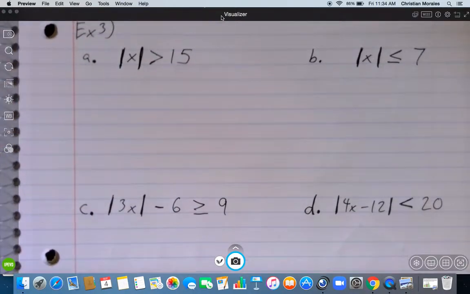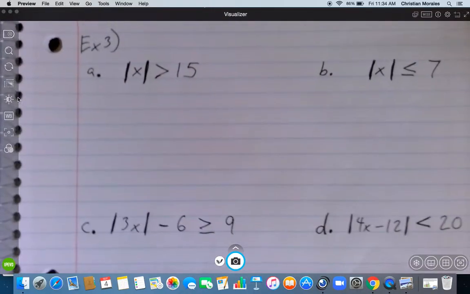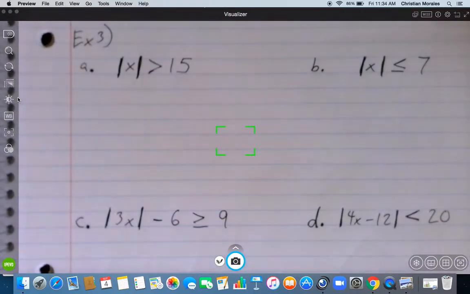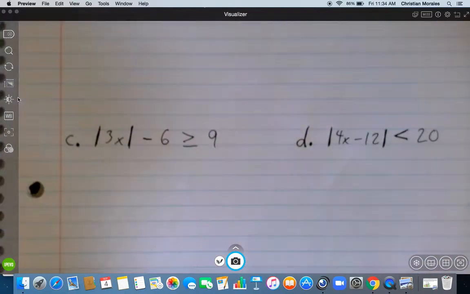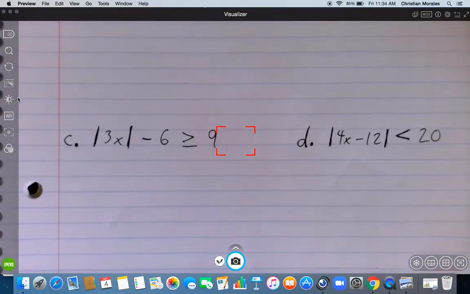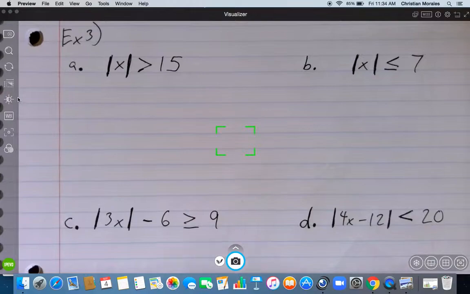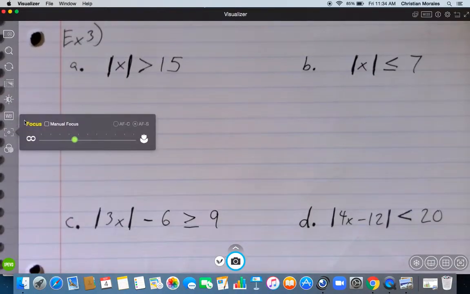In this case, sorry, let me focus this again. It's kind of lost focus. And it still doesn't look that clear. Let me try that one more time. There we go. Looks much better. Sorry about that. Sometimes it loses focus.